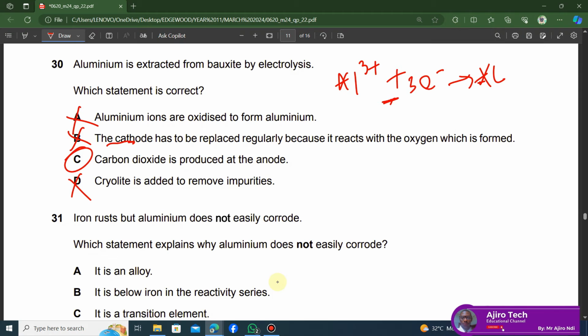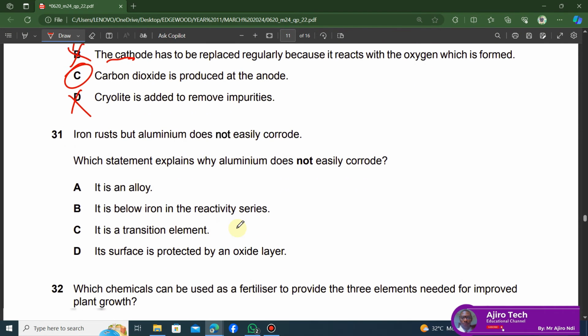Carbon dioxide is produced at the anode. Yes, because graphite is used at the anode, and since oxygen gas is produced at the anode, it reacts with the graphite to produce carbon dioxide.